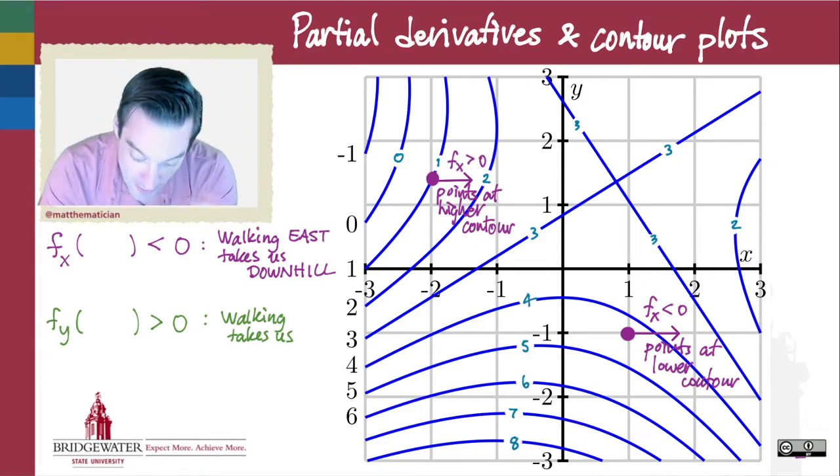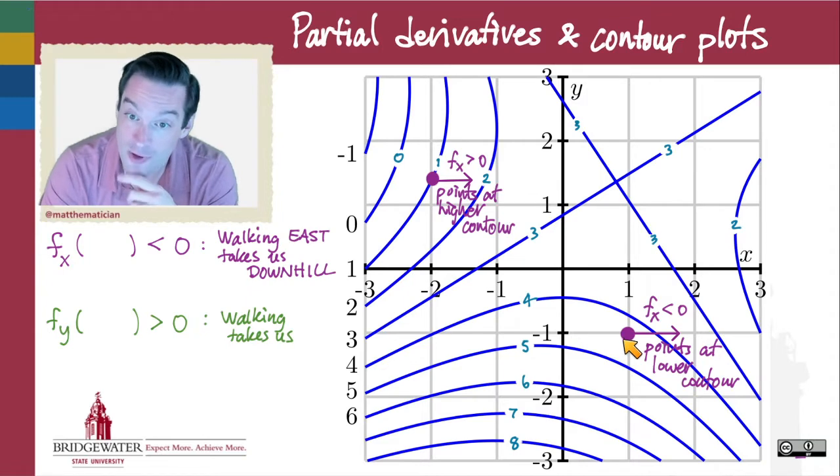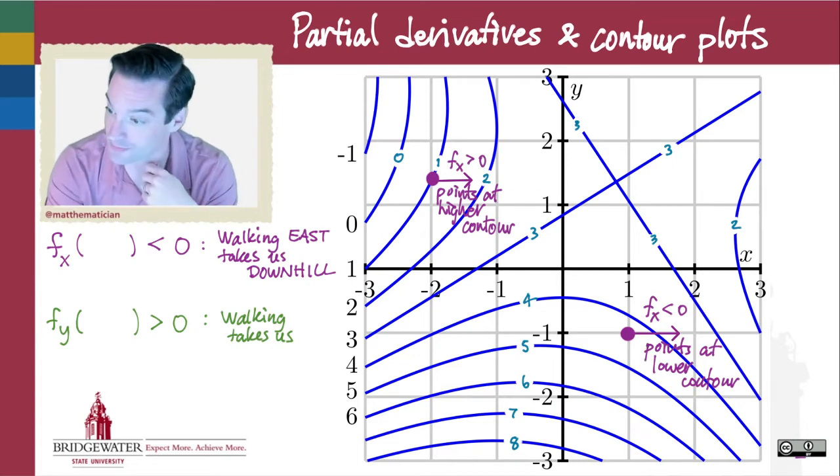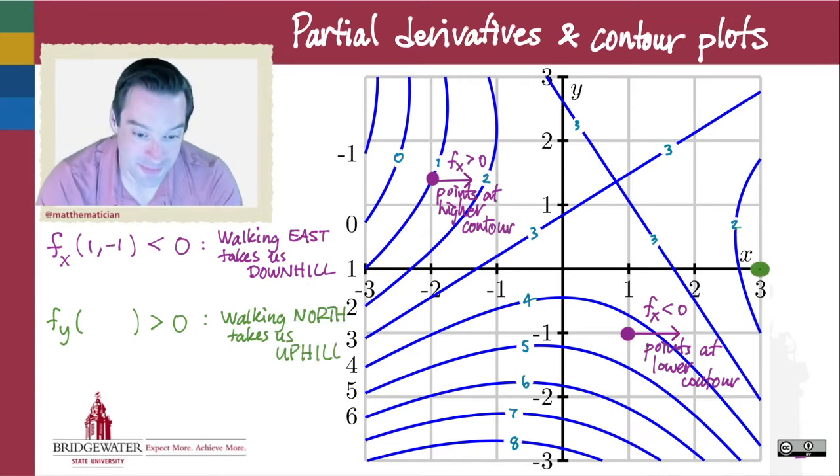But yeah, if we're looking for a place where the x partial is negative, I'd be looking for a place where increasing x decreases f. Right? Increasing x means walking to the east, and decreasing f means walking toward lower contours. And so this would be one example of a place where the x partial is negative. Yeah, I think I'm ready to call the discussion on that one.